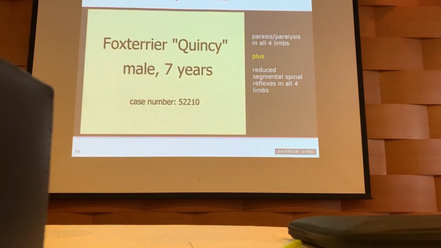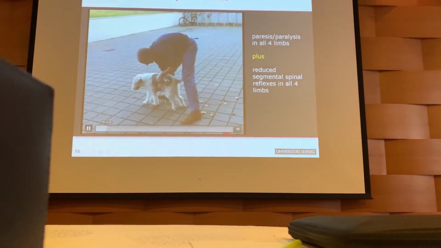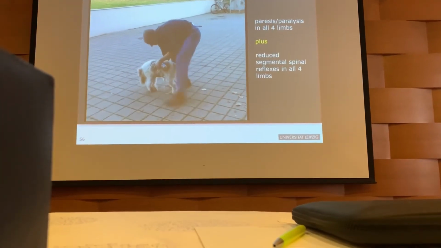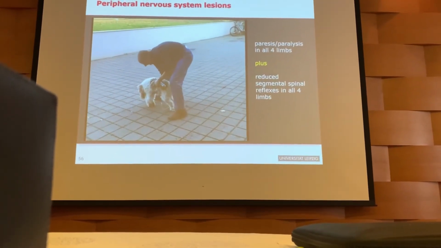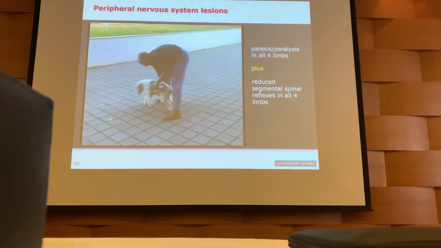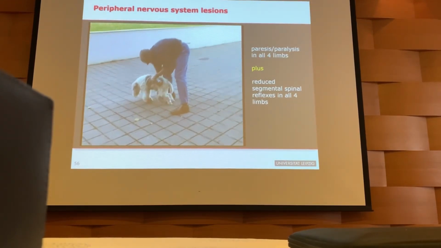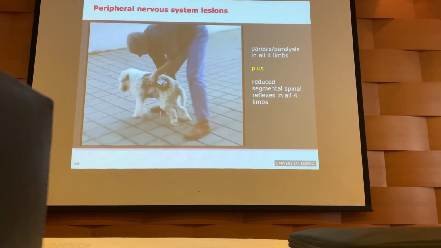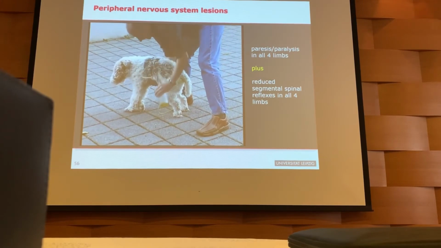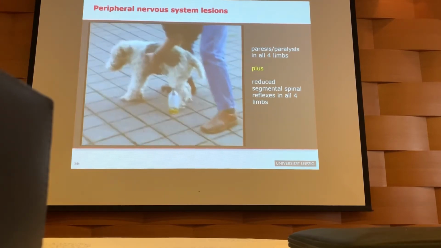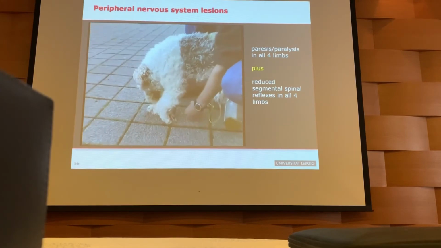Let's come back to Quincy. Quincy was the dog I had shown you with peripheral nervous system disease that could not walk, with probably nearly tetraplegia and reduced segmental spinal reflexes. I would like to explain why this dog does not have spinal cord disease. In order to do so, we have to pretend for a moment that this dog would have spinal cord disease. So what we will do together now is apply the neurolocalization of the spinal cord to this dog.